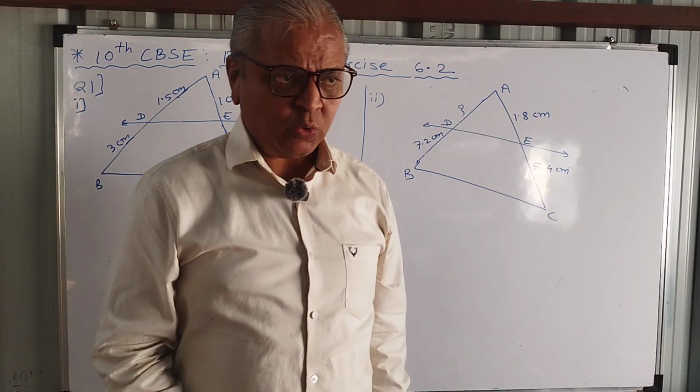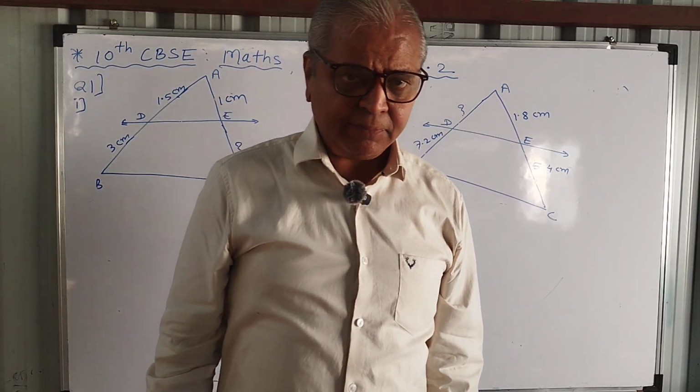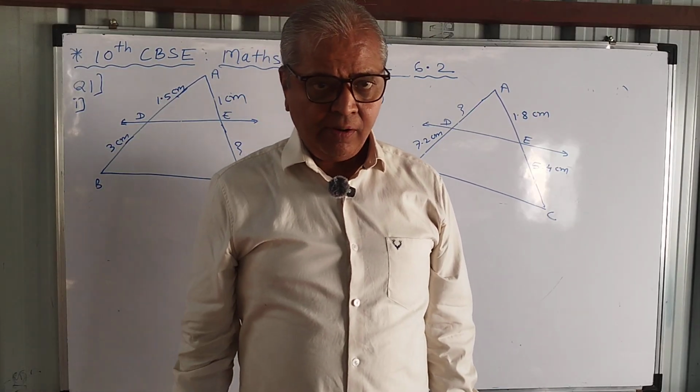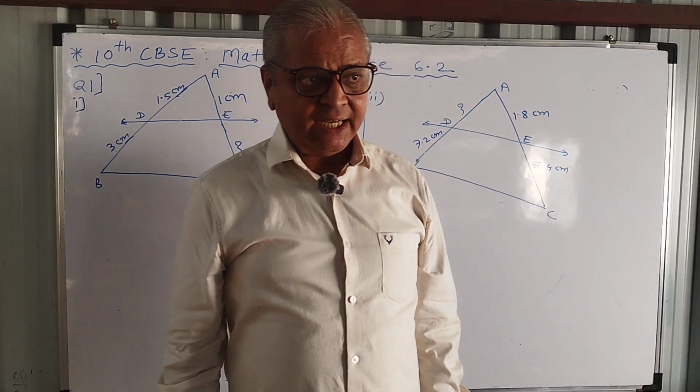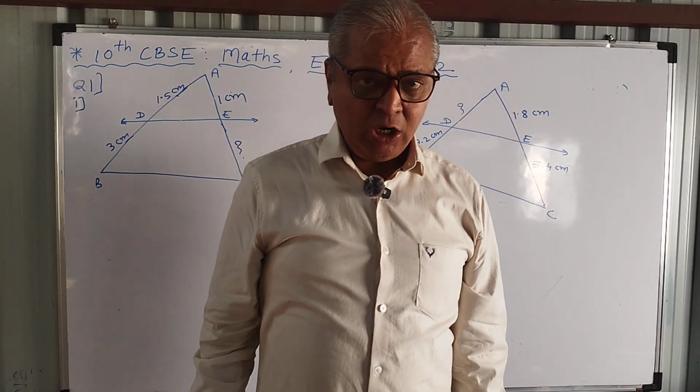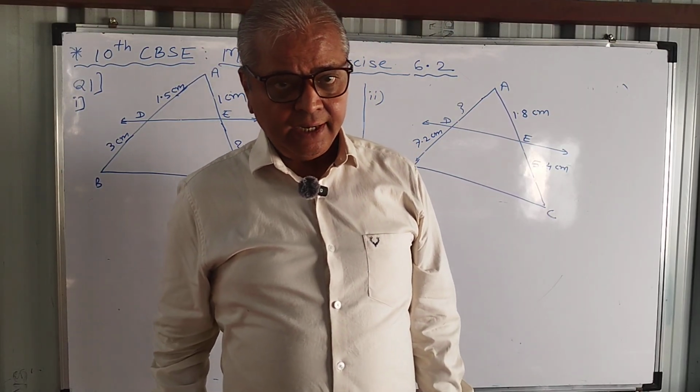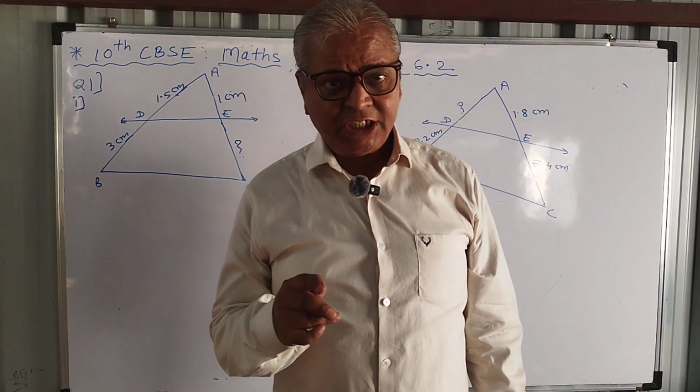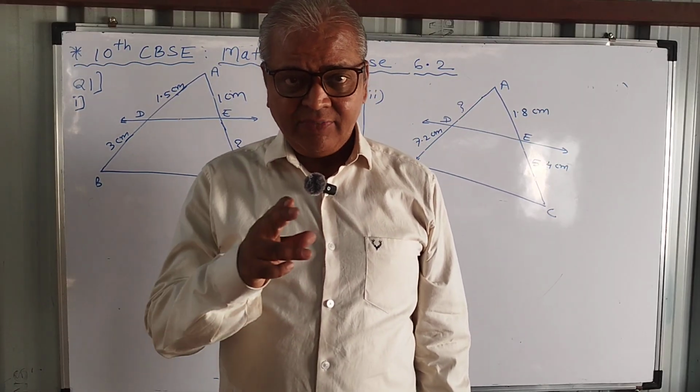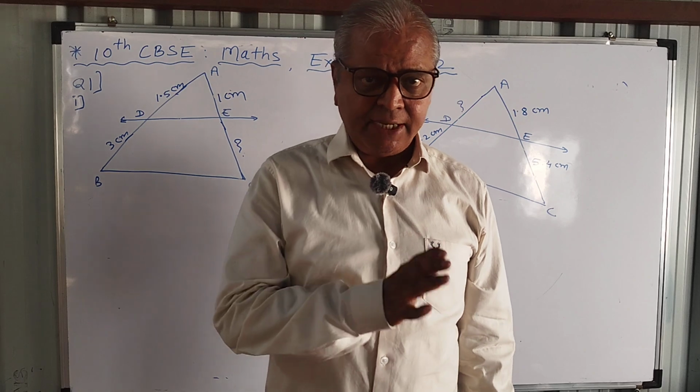This exercise is totally dependent on the basic proportionality theorem. What is that theorem? When a line is drawn parallel to one side of a triangle, intersects the other two sides in two distinct points, then that line divides the remaining two sides in the same ratio.